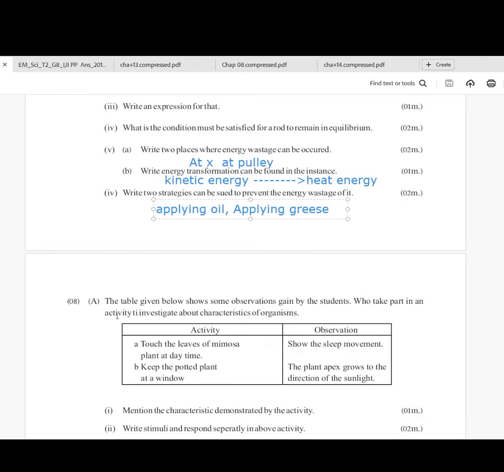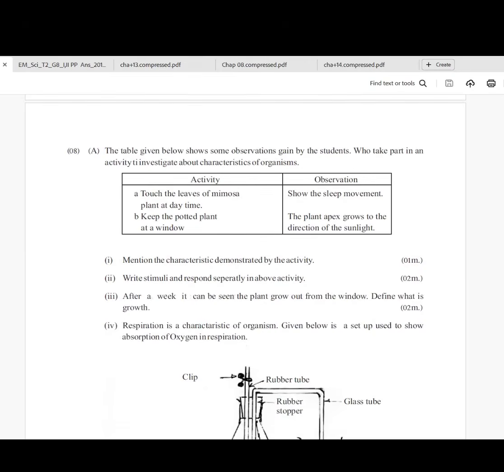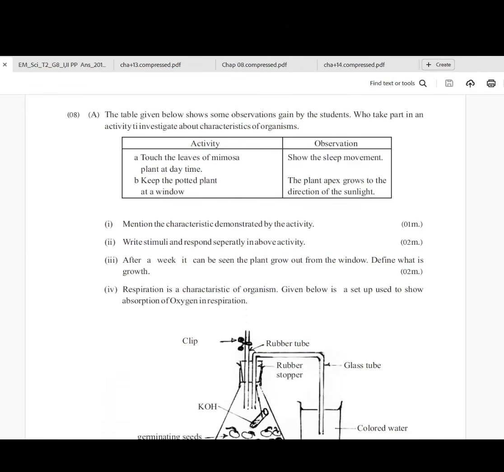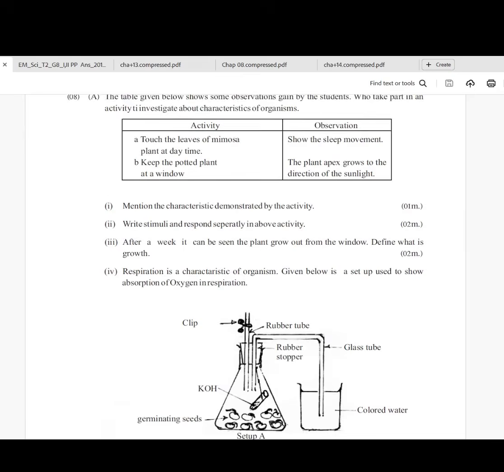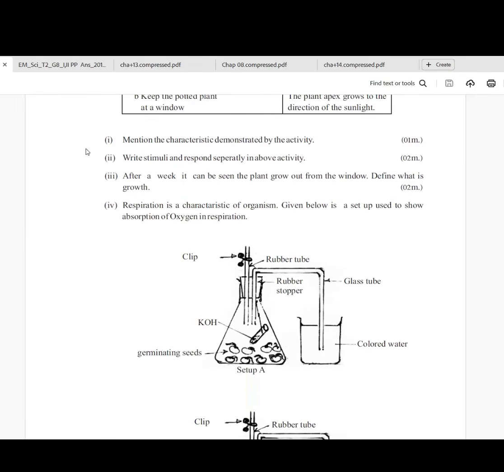Eighth question, A part. The table given below shows some observations gained by the students who took part in an activity to investigate the characteristics of organisms. Activity: touch the leaves of mimosa plants at daytime. Observation: show the sleep movement. B. Keep the potted plant at a window. The plant apex grows in the direction of sunlight. Mention the characteristic demonstrated by the activity.